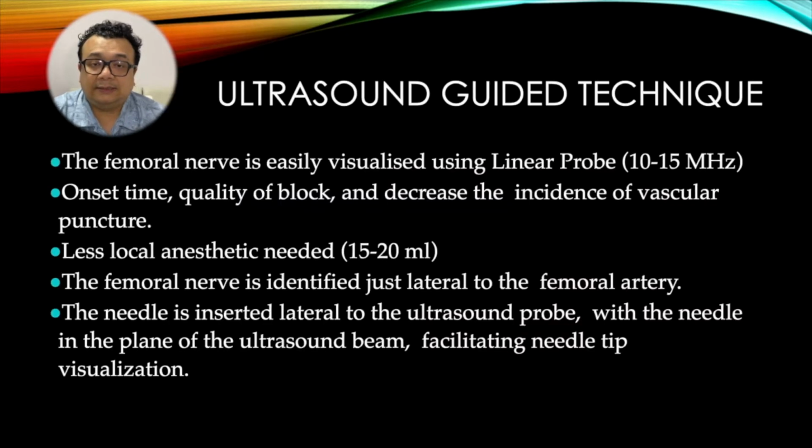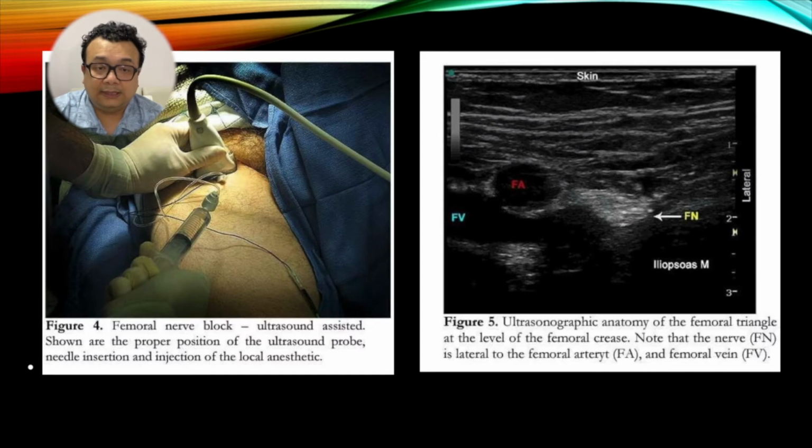For the ultrasound guided technique, the femoral nerve is easily visualized using a linear probe. Onset time is quick. It's almost one of the simplest blocks to do. How much to give? About 15 to 20 mL of LA. So this shows how we do the femoral nerve block. With the patient supine, we put a linear probe at the femoral crease. What you want to see is the femoral artery, and lateral to the femoral artery is the femoral nerve.